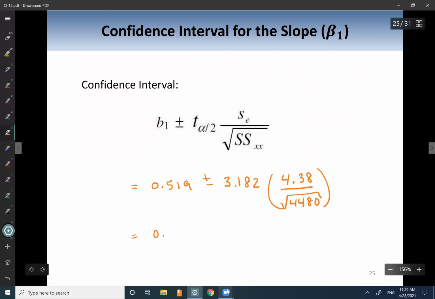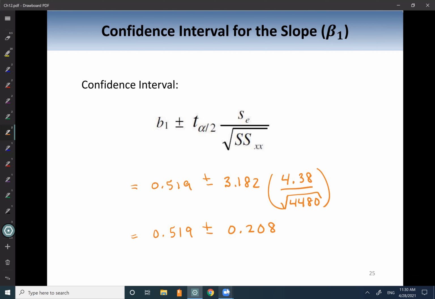And you can just leave it in this form. We can just do this. I'm just going to do 3.182 multiplied by 4.38, divide by the square root of 4480, and I get 0.208. And then, of course, you can finish this by taking 0.519, subtract 0.208 to get the minimum value. Then you can take 0.519 and add 0.208 to get the maximum value. So you have the range.